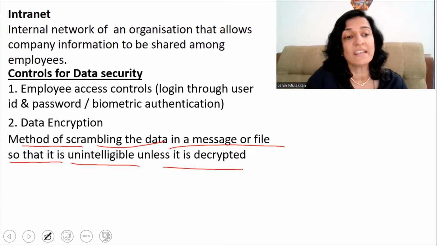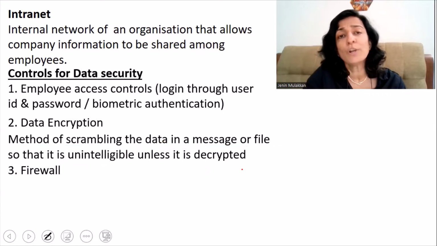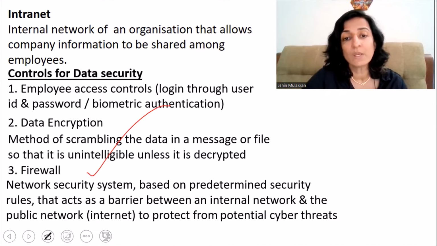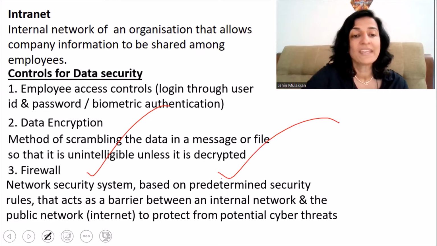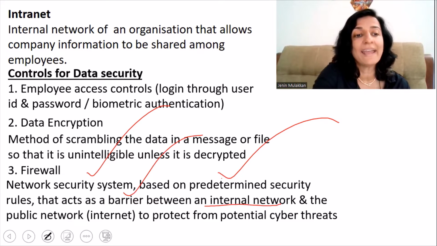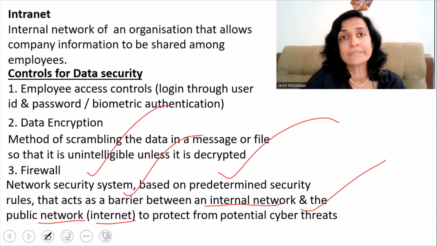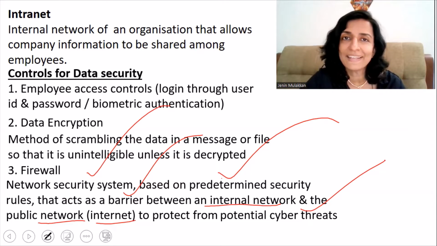And another method is the firewall. Now, what do you mean by firewall? A firewall is a network security system, based on predetermined security rules, that acts as a barrier between an internal network and the public network or the internet to protect from potential cyber threats. Now, what does this mean? I will give you a very simple illustration so that you will understand what a firewall exactly means.